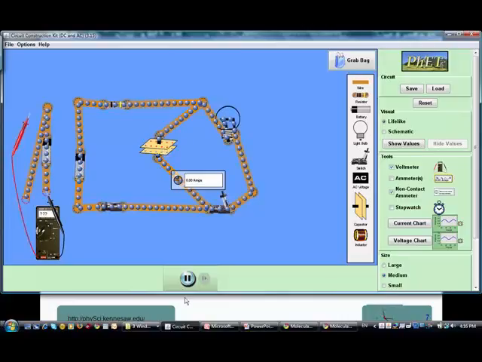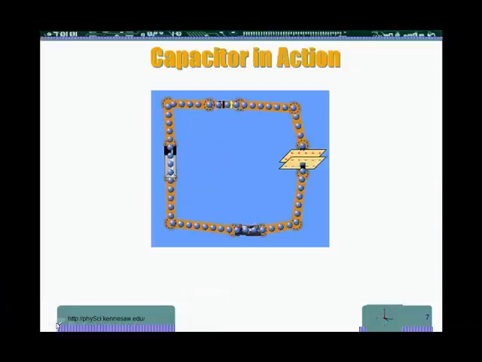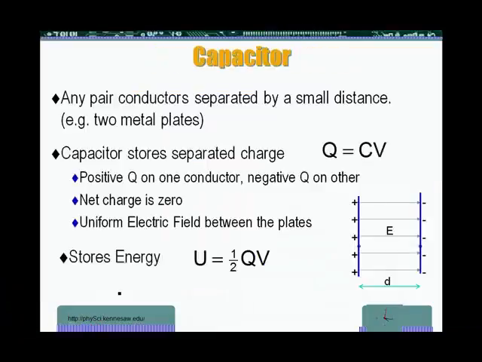Okay, now if we take that, so how do we make a capacitor? Any pair of conductors separated by a small distance. Two metal plates. You can take two pieces of aluminum foil and put them next to each other. That's a capacitor.